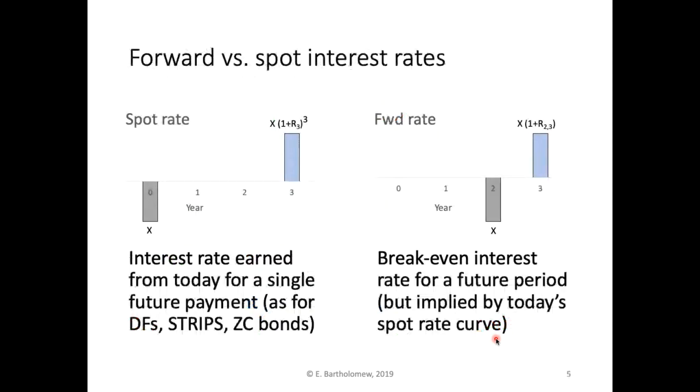Okay, so moving on, let's generalize. This is the key difference between the forward and the spot interest rate. The spot interest rate is the compounded rate we earn over the full period, whereas the forward rate is looking at a sub-period in the future and looking at what the break-even interest rate would be for that period.